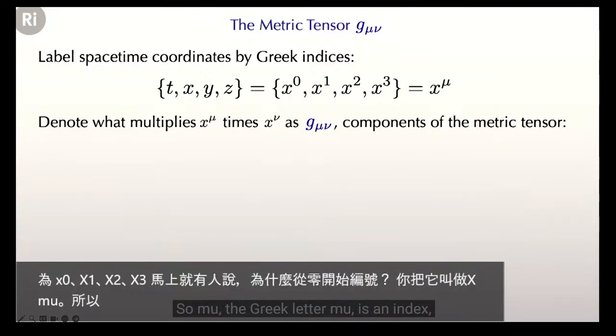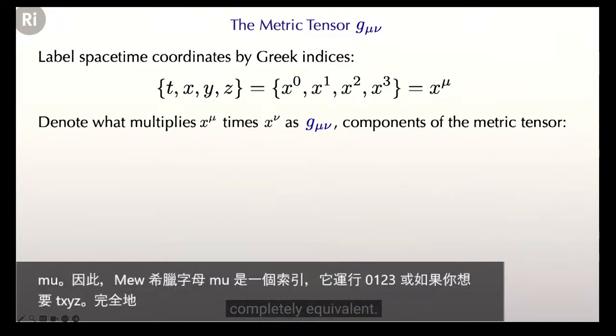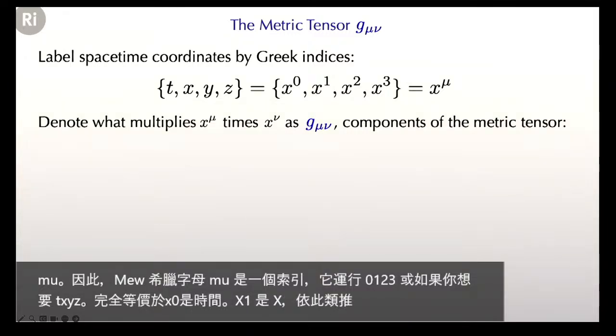So mu, the Greek letter mu, is an index. It runs 0, 1, 2, 3. Or if you want, t, x, y, z. Completely equivalent. x0 is time, x1 is x, and so forth. That's where the mu is coming from.